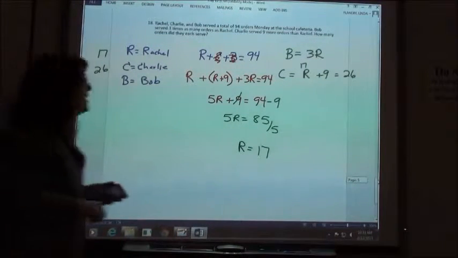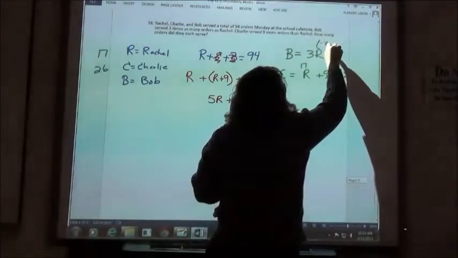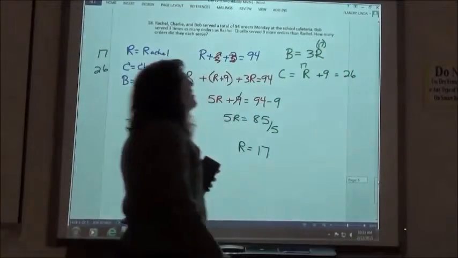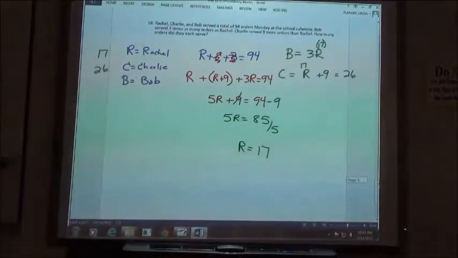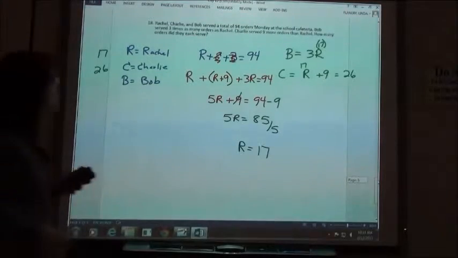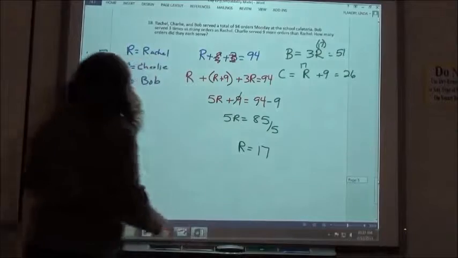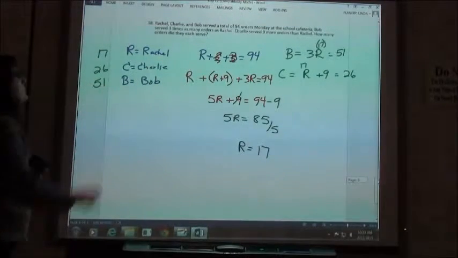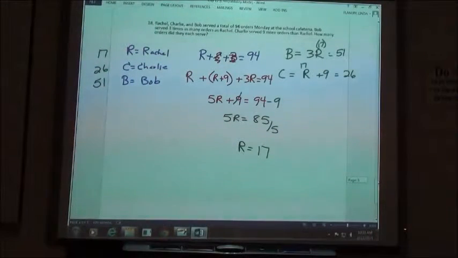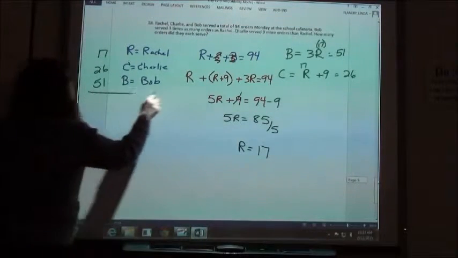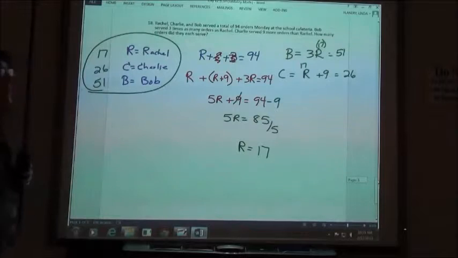Bob served 3 times as many. So I have to take 3 times 17. 51. So Bob served 51. The total of my orders should be 94. So if I do 17 plus 26 plus 51, I get 94. And that should be my answers then.